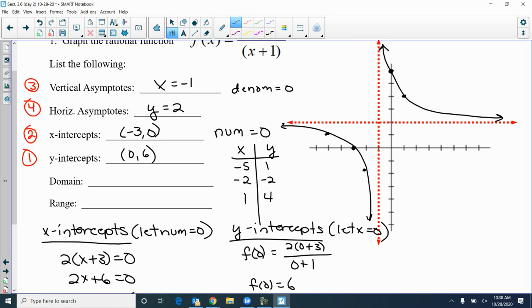Now, the domain cannot be, in this case, -1. So it's -infinity to -1, union -1 to infinity. All right, now, it can hit the horizontal asymptote, but it doesn't have to. In this case, since it's approaching it from below on one side and from above on the other, it will not hit that value. So it does miss 2. The range will be -infinity to 2, union 2 to infinity.